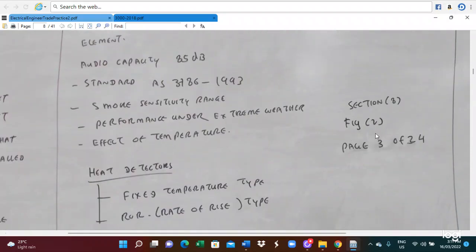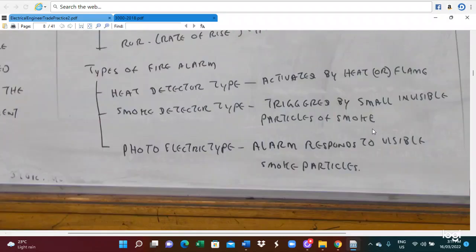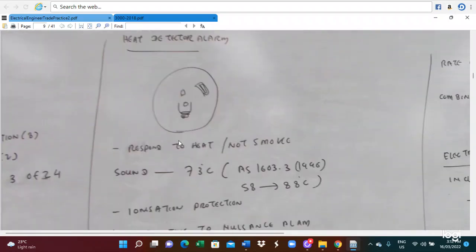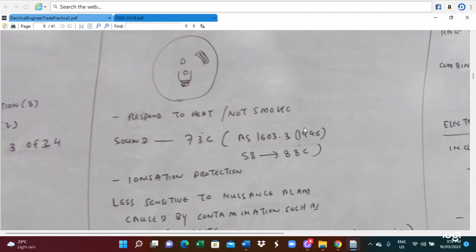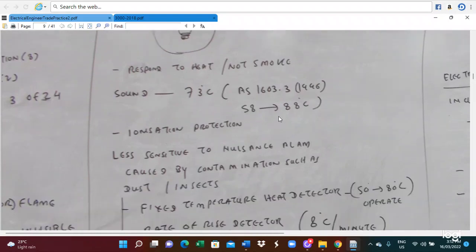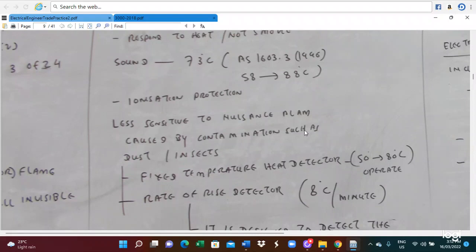In this case, we also had to find the textbook section A, figure 2, page 3 or 24. This is the reference one. So this is for the heat detector alarm construction. The response to the heat is with no smoke. When the temperature rises to 75 degrees centigrade, it makes the sound. The reference rule is ES1603.3/1996 edition, and the operating range is 58 to 88 degrees centigrade.